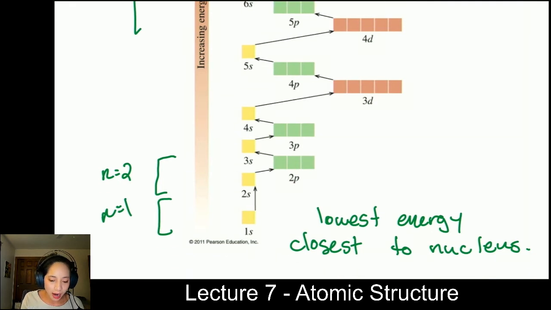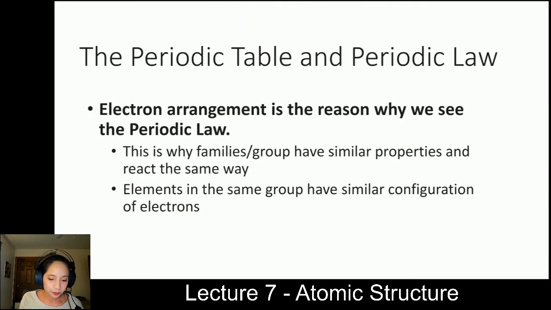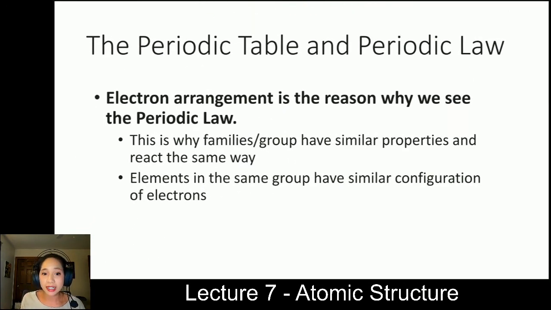So now let's think about how electrons arrange themselves in these different orbitals. That's where we get to here. And how is electron arrangement related to our periodic table and periodic law? So essentially, how atoms and elements arrange their electrons is the reason why we see periodic law. And I'm going to repeat myself in the next couple of slides, but this is really important. It's the electron arrangement that is why we see the periodic properties pop up on the periodic table. It's why groups have similar properties and react the same way. And the reason is because of how electrons are arranged.